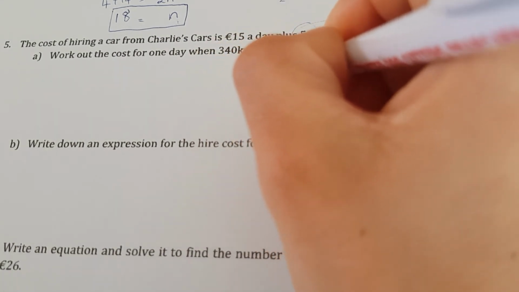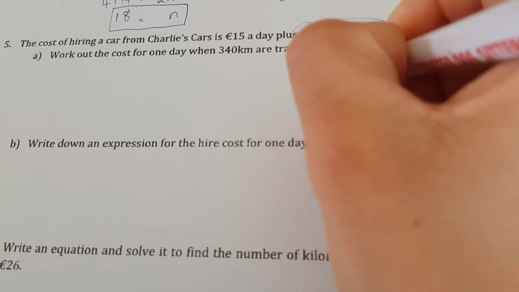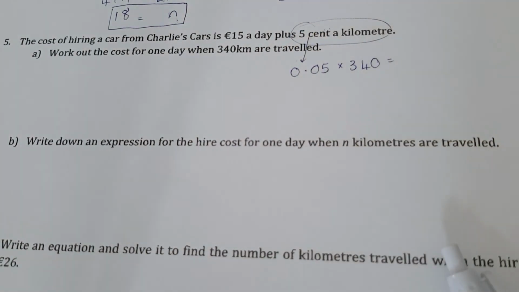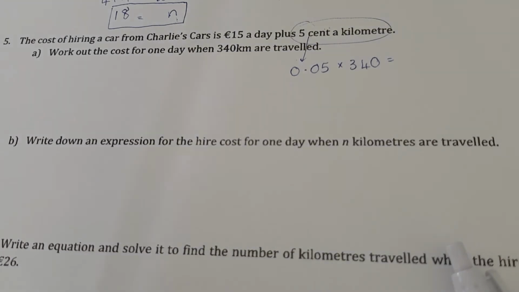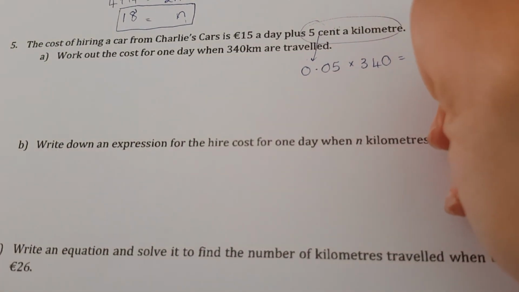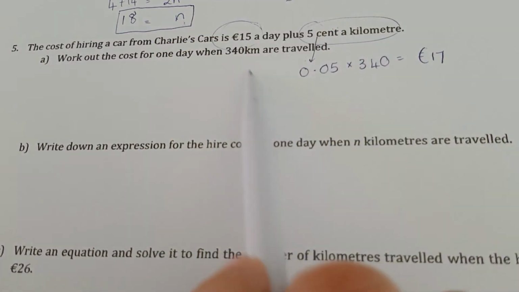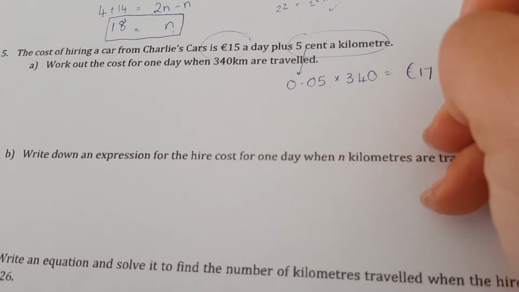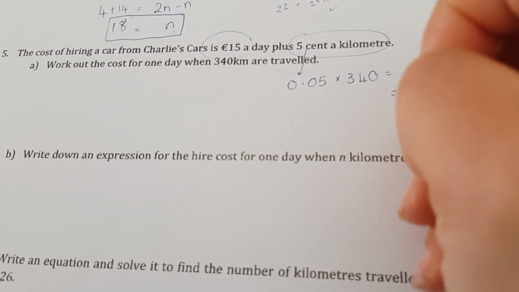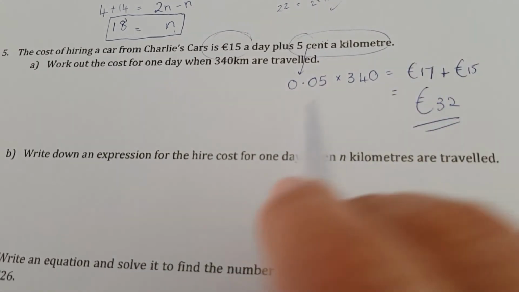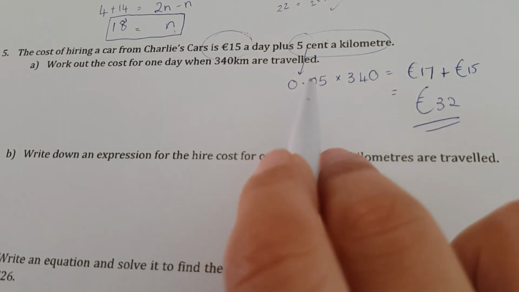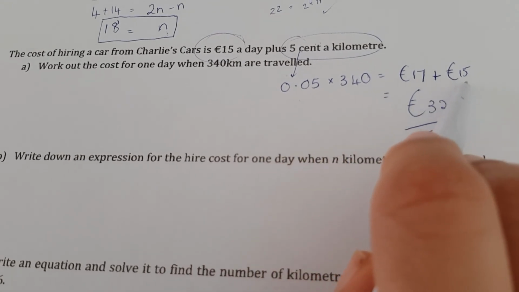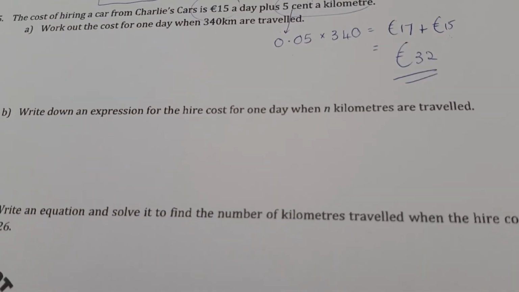So 0.05 times 340. Use a calculator. So that is 17 euro. But you need to add, okay, the 15 euro a day. So plus 15 euro. And that is 32 euro. Make sure you've worked out like this over here, okay? Because this is a cent and this is a euro, okay? Now next question, try it on your own.